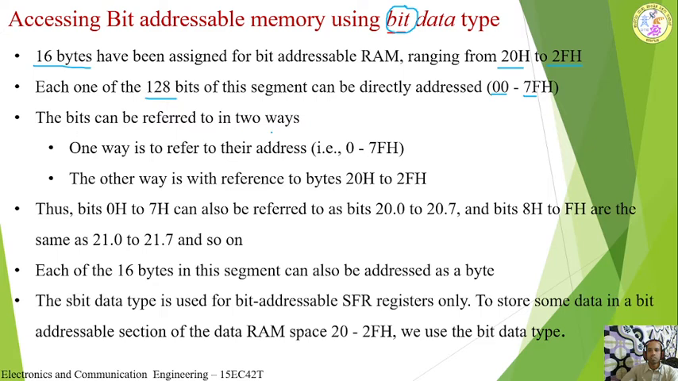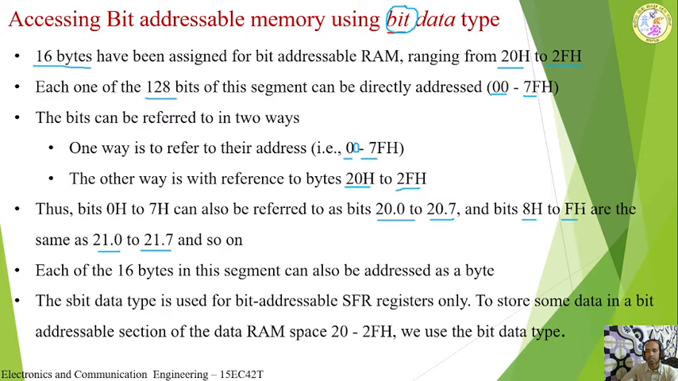And the bits can be referred to in two ways. One way is to refer to their direct address from 00 to 7F. The other way is with the reference 20 to 2FH. How? Bits 0H to 7H can also be referred to as 20.0 to 20.7. 0 or 20.0 is the same, 1 or 20.1 is the same. Similarly 7 means 20.7. Similarly for 8 to F, that is nothing but 21.0 to 21.7 and so on.